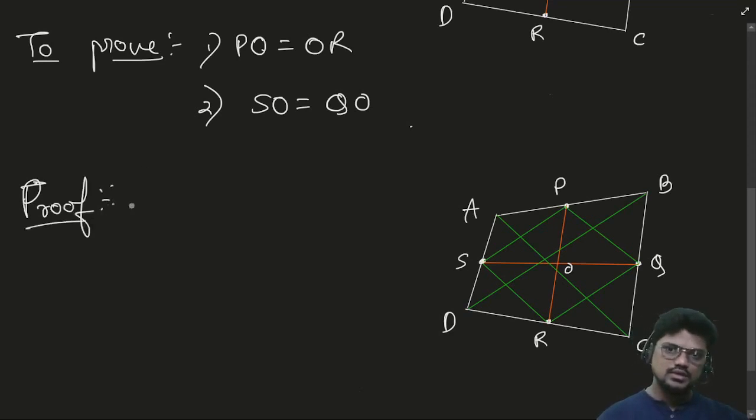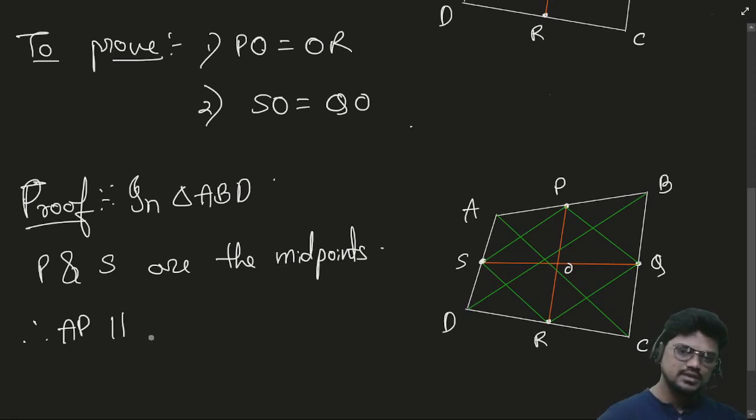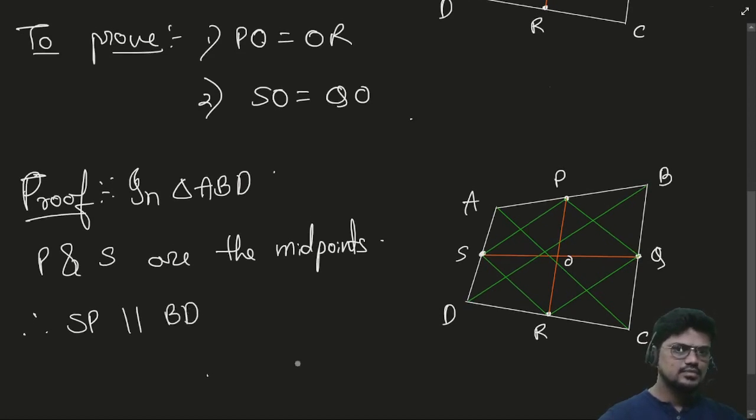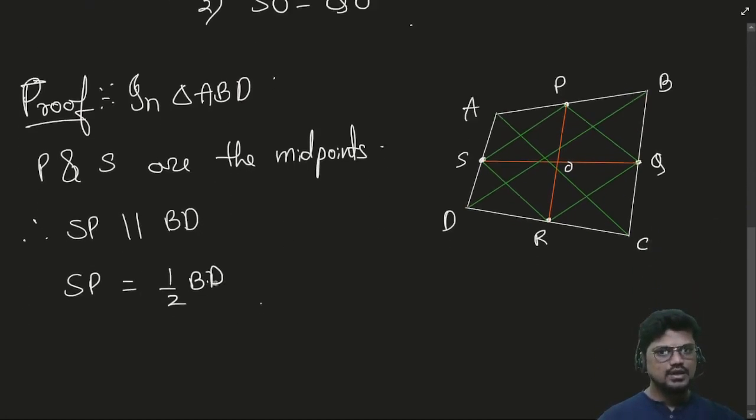Okay, in triangle ABD, P and S are the midpoints. Therefore SP is parallel to BD, and SP will be equal to half of BD, right?